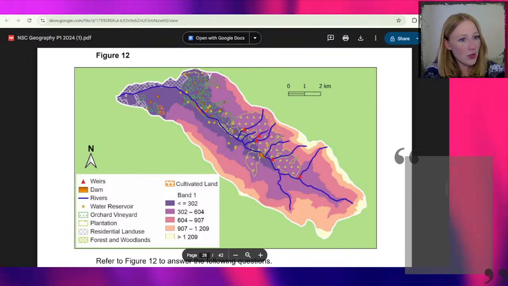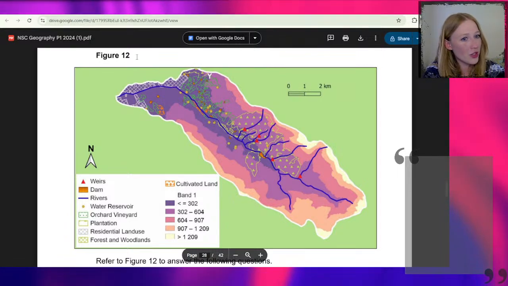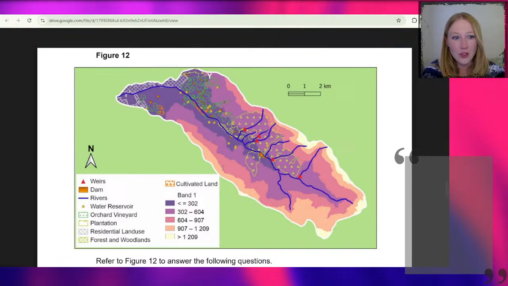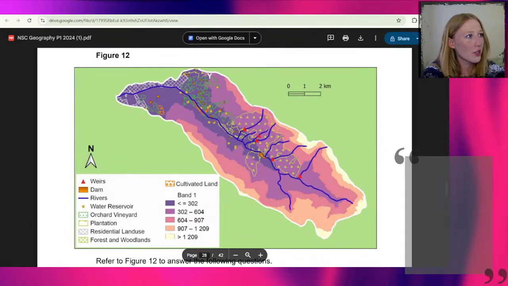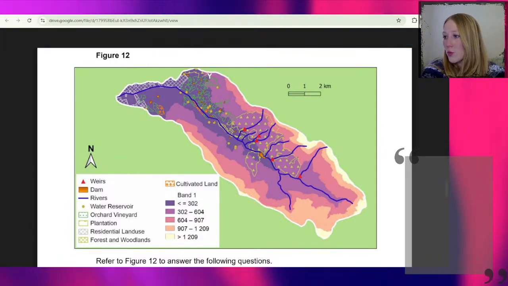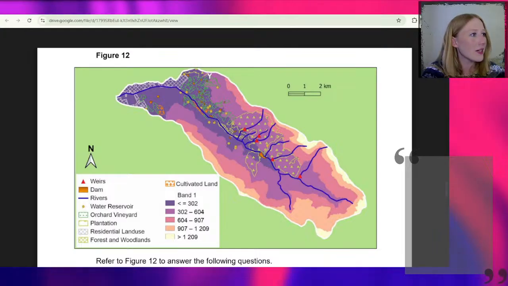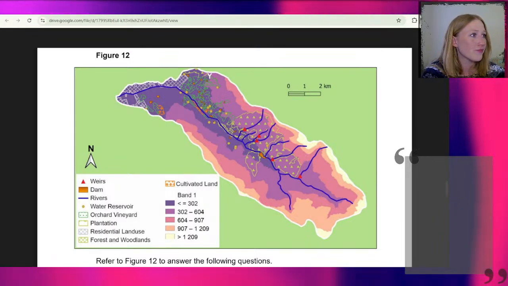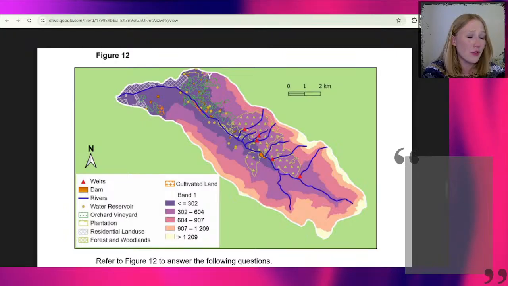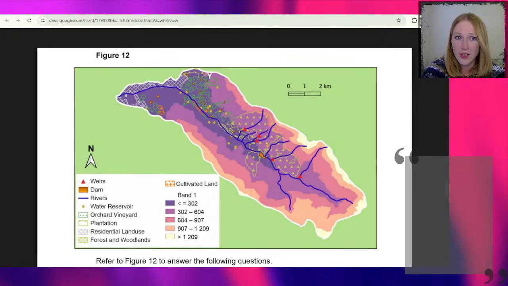Okay, let's start with the gradient. It does look like we have fairly steep valley sides. I don't know if you guys agree. It looks fairly steep. So a steep gradient would imply faster surface runoff and less infiltration, so more flooding.